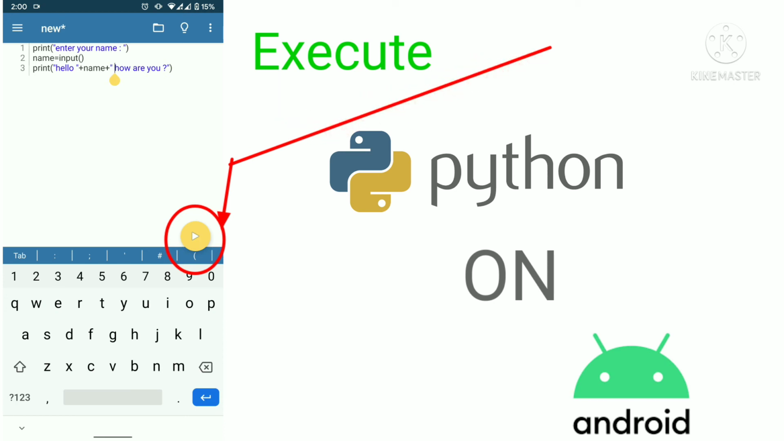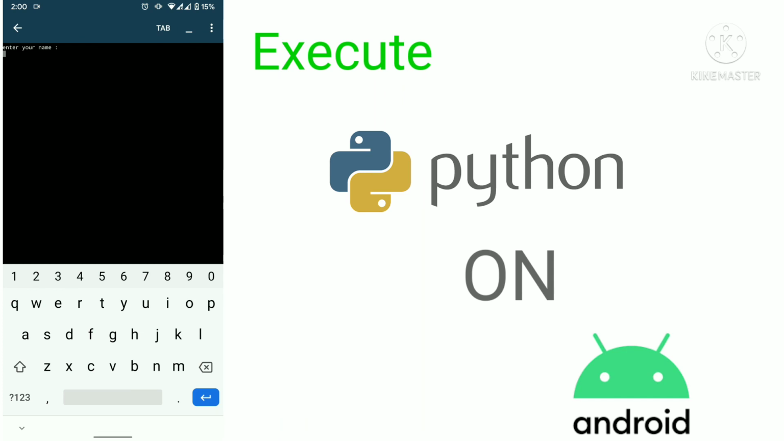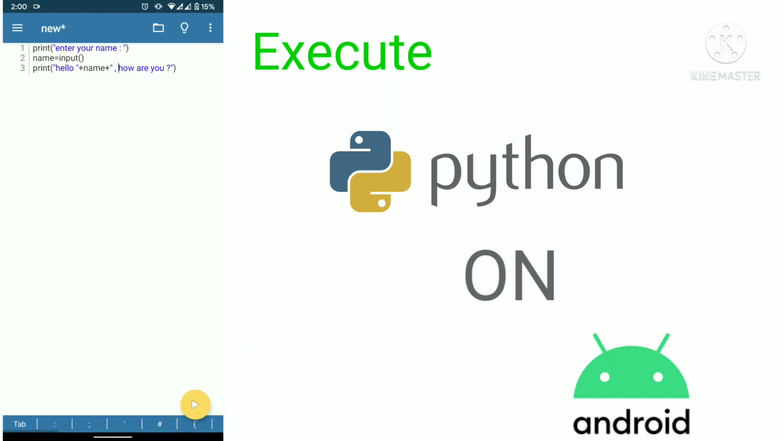Click on the allow run button to run Python. Then we can enter our name and execute. You can save the file and do more with this app. Explore more.